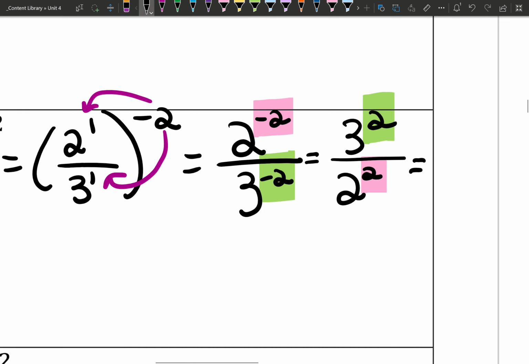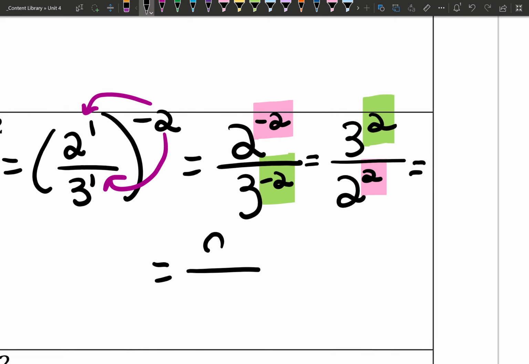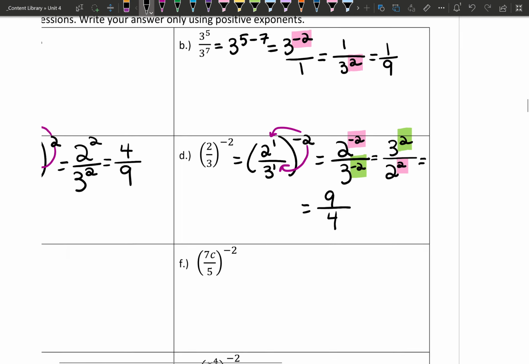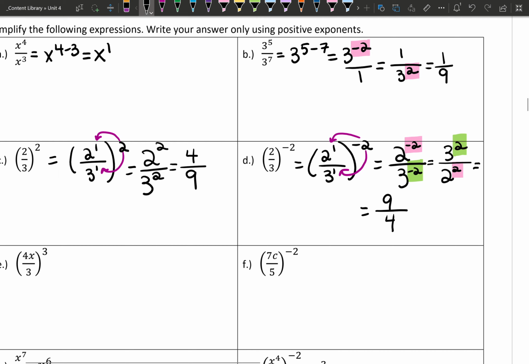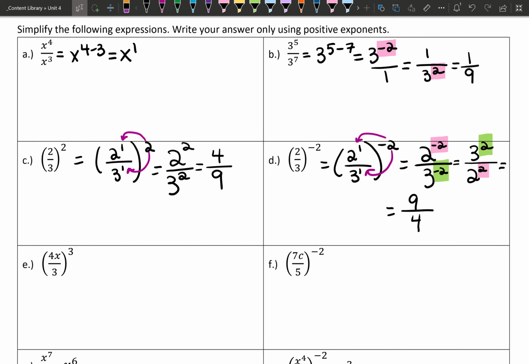Let's simplify. 3 to the power of 2 is 9. 2 to the power of 2 is 4. Take a look at those. When I had a positive power, it was 4 over 9. When it was negative, it was 9 over 4. They're reciprocals, right? Negative exponents are reciprocals. So what a negative 2 did is it made the reciprocal answer of the positive 2 for letter C.